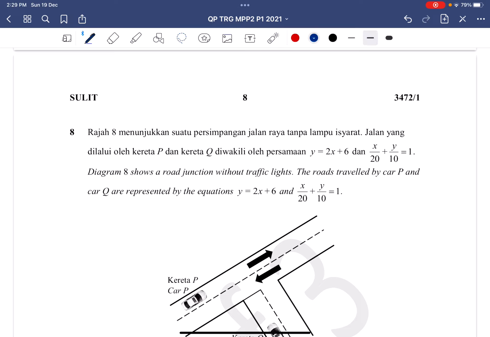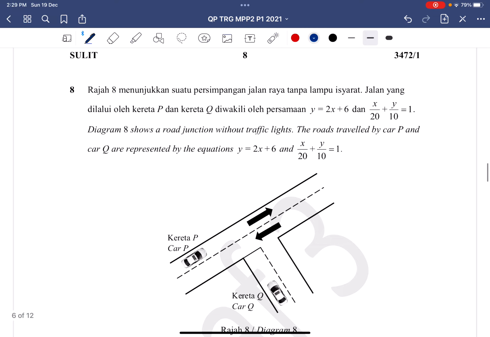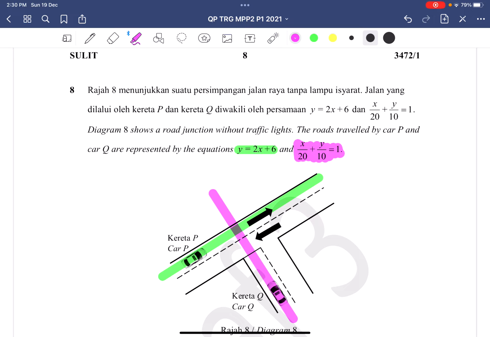Okay, so for Terengganu MPP2 paper 1 question 8 is a question regarding simultaneous equations and also maybe coordinate geometry. So first, it states that the road traveled by car P, so I just highlight the road for car P, is represented by the equation y = 2x + 6, and the road traveled by car Q is represented by another equation, which is x/20 + y/10 = 1. This is actually named the intercept form, where 20 is your x-intercept and 10 will be your y-intercept.